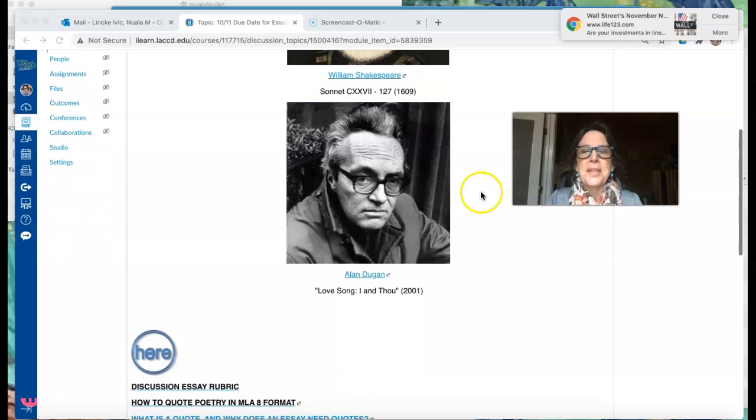All right, this is a photograph of Alan Dugan. Here is a biography in the link, and the poem we are going to read and discuss is Love Song, I and Thou, published in 2001. And this is one of Alan Dugan's most famous poems, and you'll probably see it everywhere for the rest of your life. It's that famous, and I hope you're going to think it's that good.